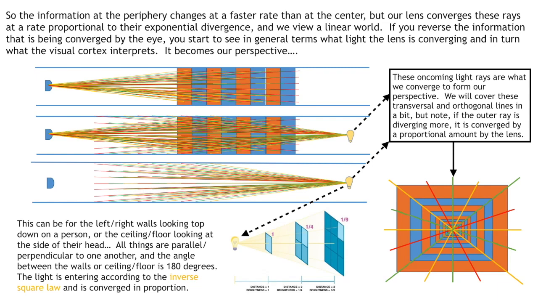But the light rays that are being extended off the object are exponentially radiating outward from a point source according to the inverse square law, which means that as the distance increases, the intensity decreases at a rate inversely proportional to the square of the distance.